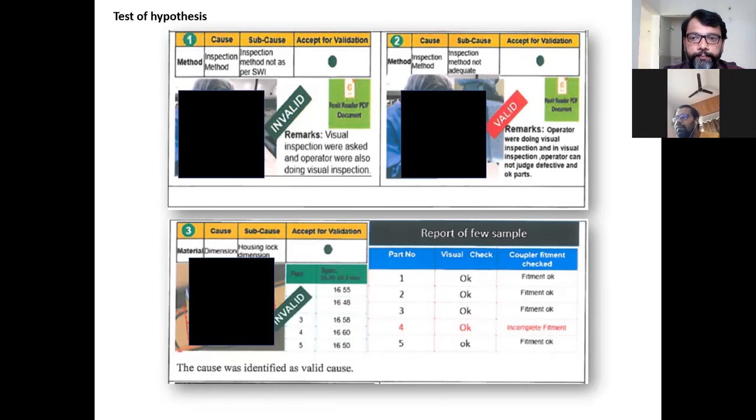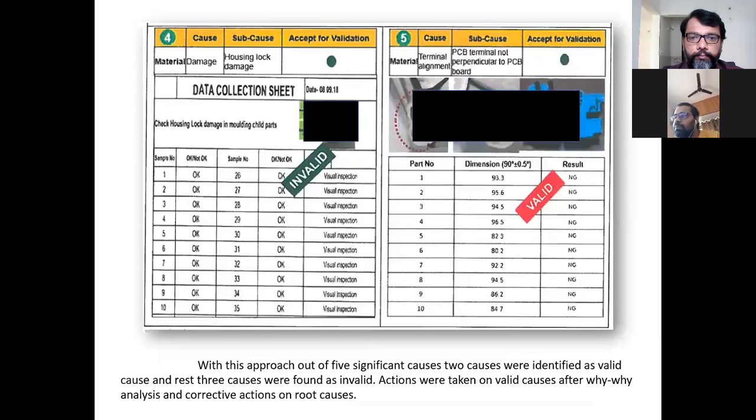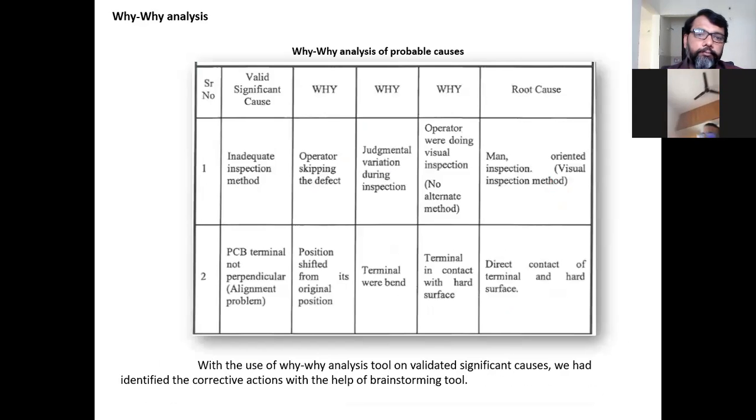In the material, the terminals were not perpendicular to the PCB board, which was affecting the connection between the terminal and the coupler. This we identified in the 4M analysis as a significant cause. After this test, why are these problems happening here? For that we did the why-why analysis.